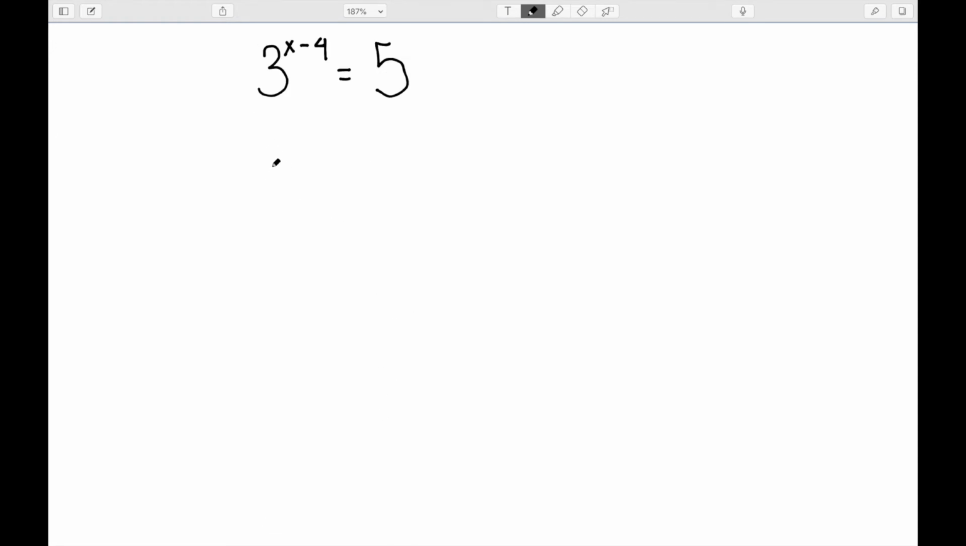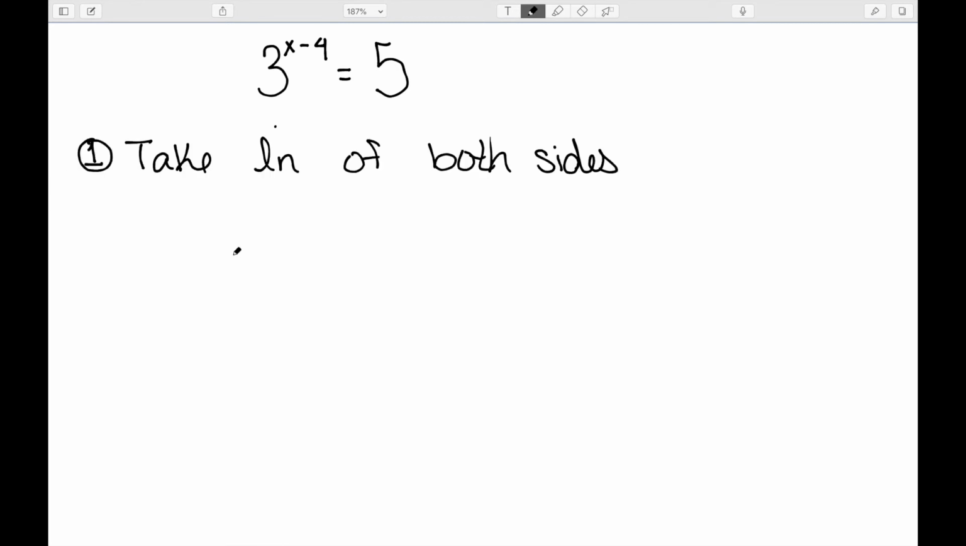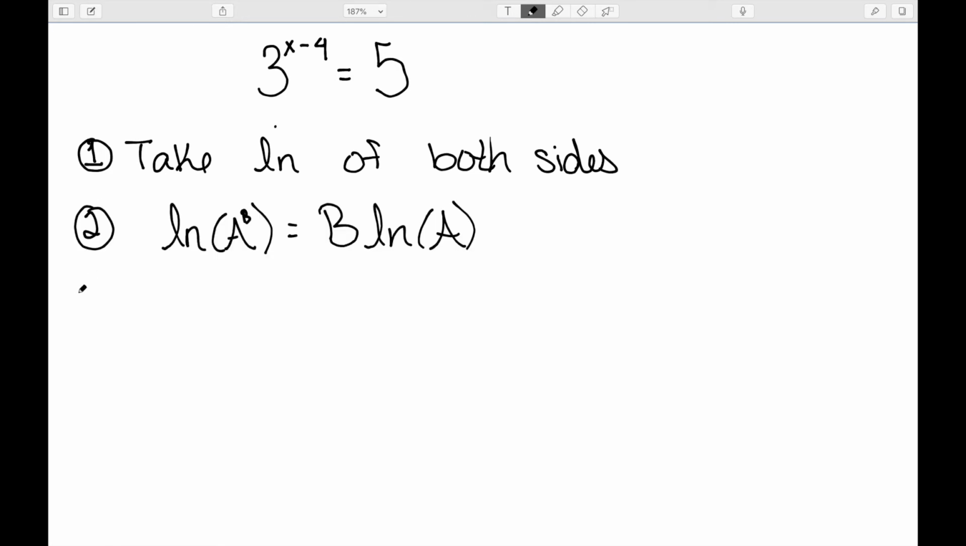However, what about this case, 3 to the x minus 4 equal to 5? I cannot write these as the same base like I could in my last example, so we need to use a different method. The first step is to take the natural log of both sides. The second step, we're going to use this property of exponents that says ln of a to the b power is equal to b ln a. So if we raise this to a power, we can just move it out front. And then finally, we solve the equation. So let's look at some examples of this.